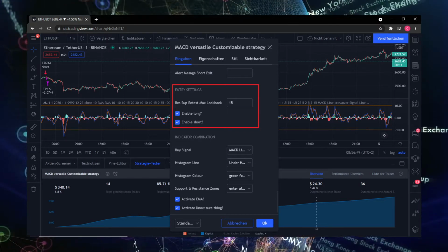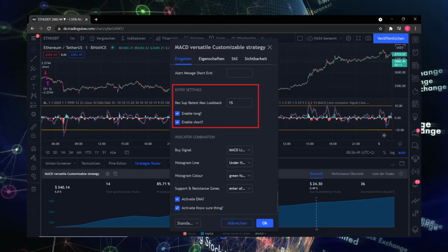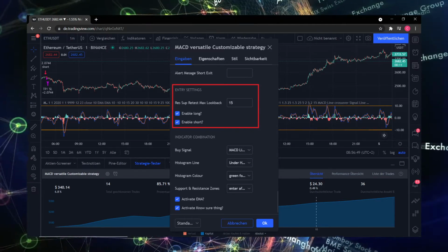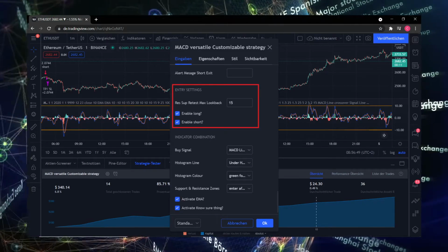The setting, Res, Sup, Max Lookback, under entry settings is important for the resistance and support indicator. The setting says that the script should only enter positions at retests, as long as the retest has happened less than the entered number of candles. If you want to trade only long or only short positions, you can select or deselect the respective option.